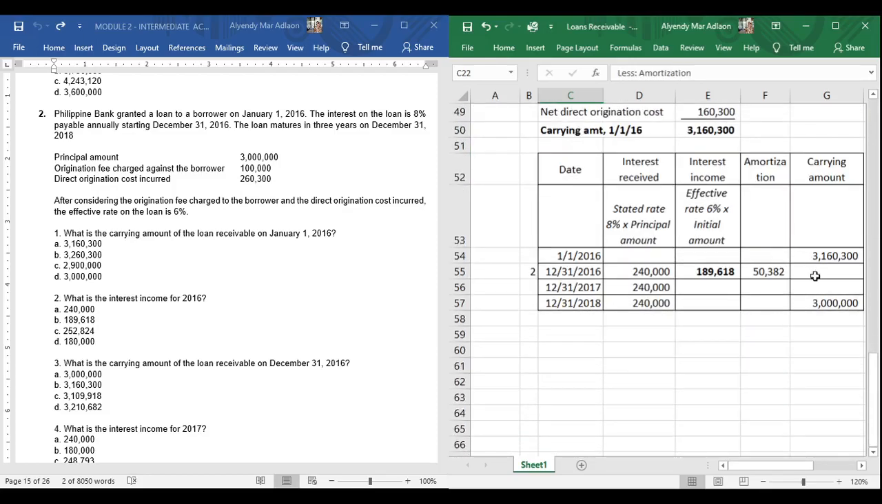So, we deduct it. It's understandable, we deduct, so that at the end we get 3 million. So, 3,160,300 minus 5,382. So, you have this carrying amount.